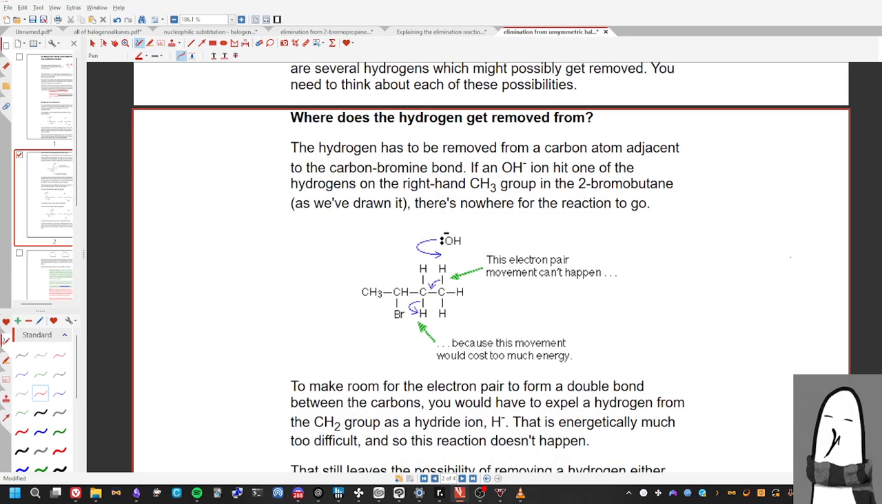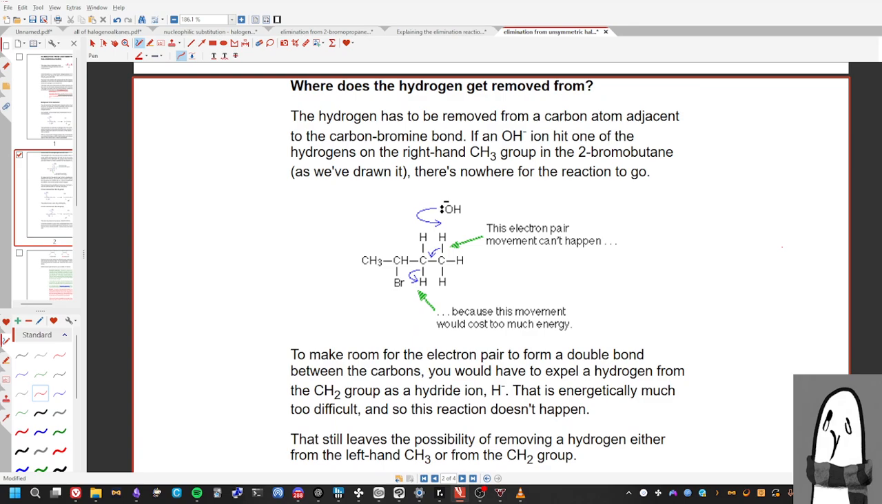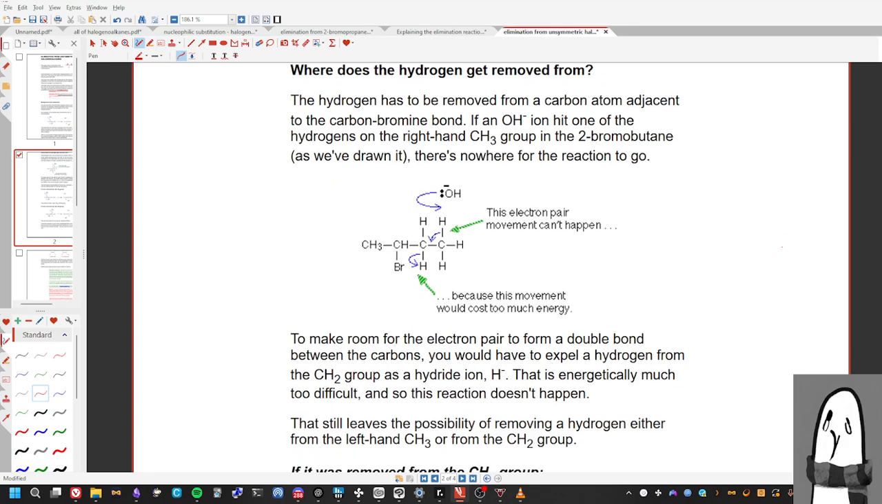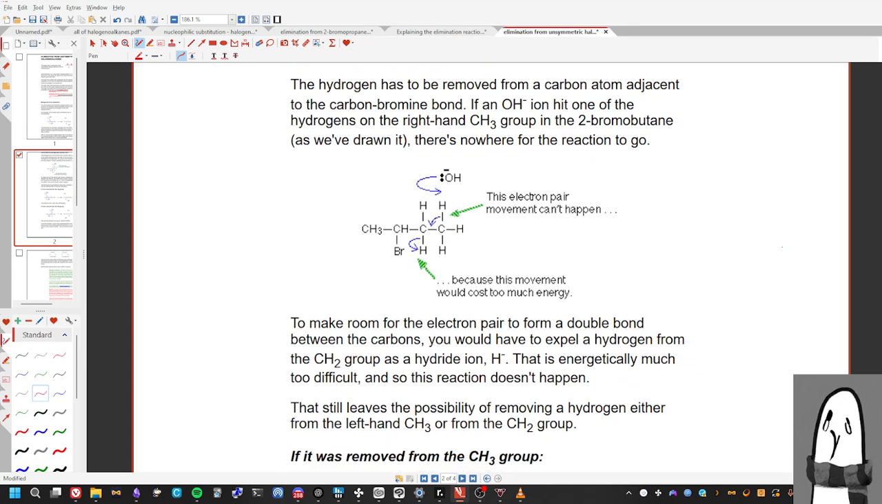Where does the hydrogen get removed from? Well, the hydrogen has to be removed from a carbon that's adjacent, so it needs to be next to the CBr bond. If an OH- ion hit one of the hydrogens on the right hand CH3 group in the 2-bromobutane as we've drawn it, then there's nowhere for the reaction to go. In this case, the electron pair movement can't happen because it would cost too much energy. To make room for an electron pair to form a double bond between carbons, you would have to expel a hydrogen from CH2, which forms a hydride, which is just way too energetically difficult, and so this reaction doesn't happen.